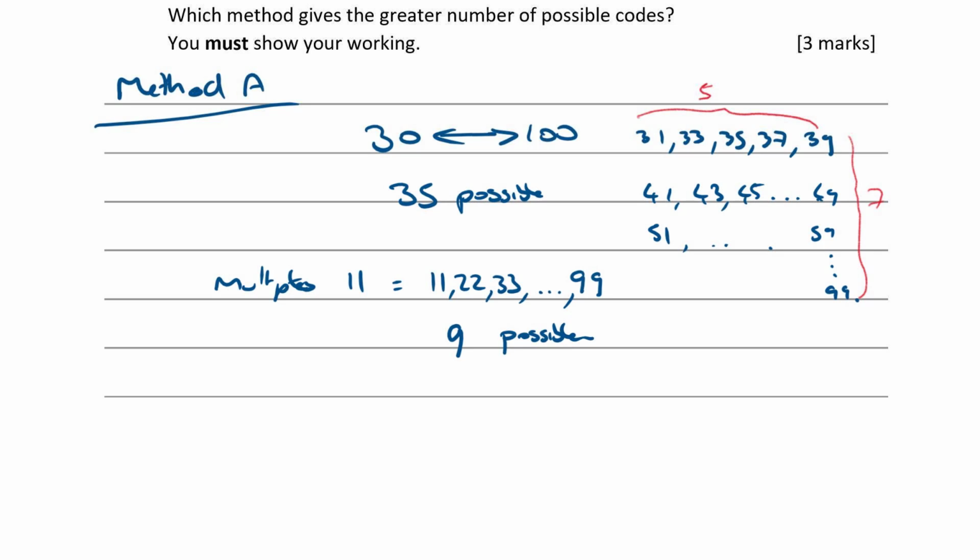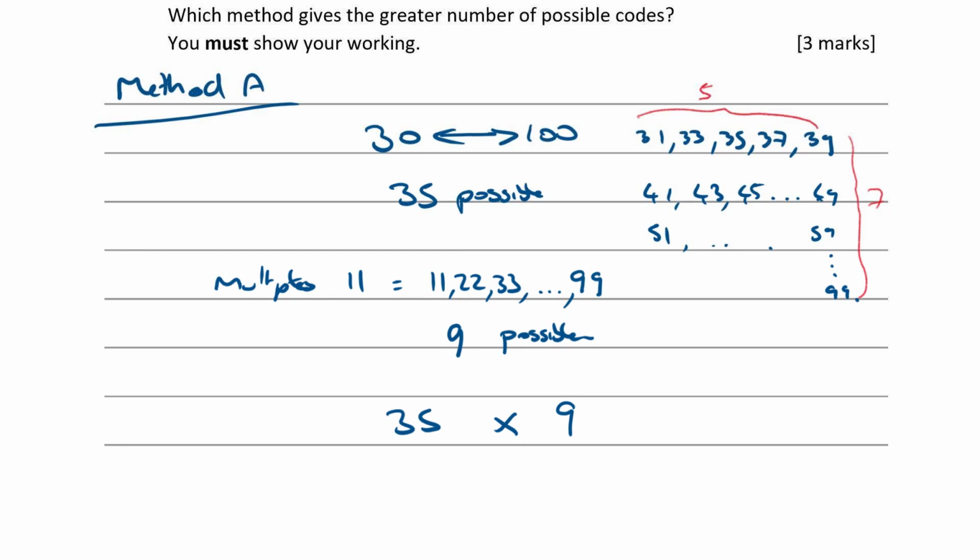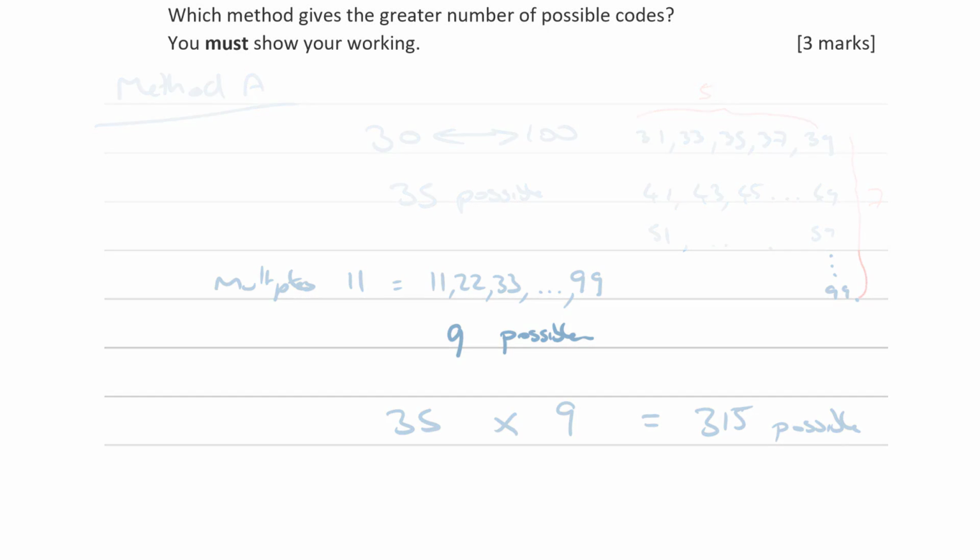Okay, so our first 2 digits use an odd number between 30 and 100. That's our 35 possible numbers for the first 2 digits, and our 9 possible numbers for the last 2 digits, give me a total of 35 times 9, which is 315 possible codes using method A.